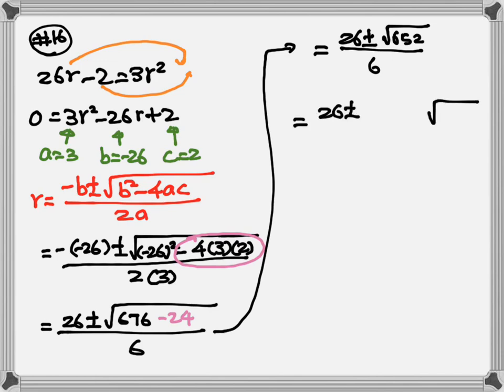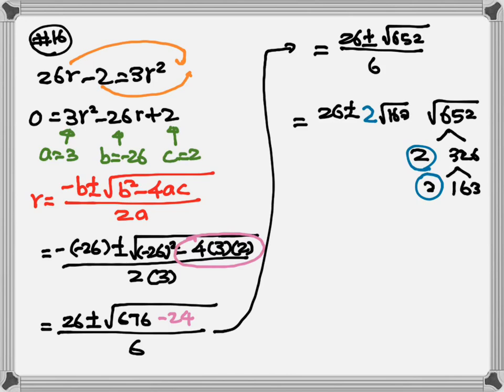Okay, 652, let's see what we can take out. 652 is an even number, so I'm going to use 2. So it'll be 2 and 326. I'm going to use 2 again. It'll be 163. 163 is a prime number, so you cannot break it down anymore. Then here, see, that's my pair of 2. So 2 goes out. 163 by itself, so 163 stays inside the square root over 6.